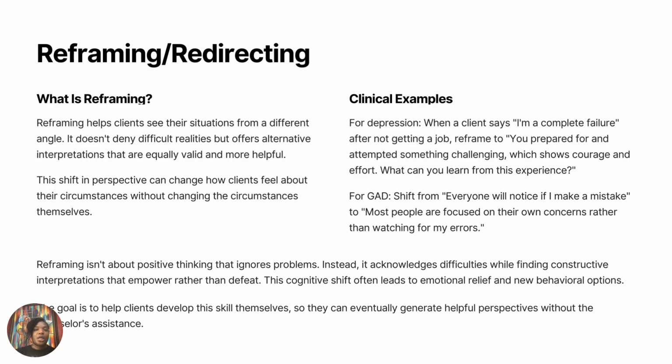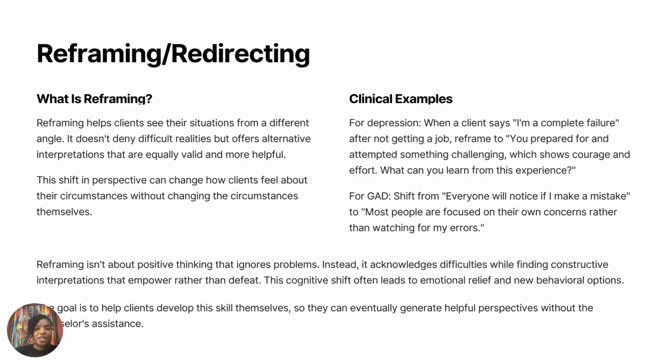Reframing and redirection is basically helping the client see their situation from a different perspective. It does not deny difficult realities, but also offers alternative interpretations that are equally valid and more helpful, which helps to shift their perspectives about how they see their circumstances without changing the circumstances themselves. For example, for a client who has depression, when a client says, "I'm a complete failure after not getting a job," reframe it for the client like, you prepared for and you attempted something challenging, which shows courage and effort. What can you learn from this experience?